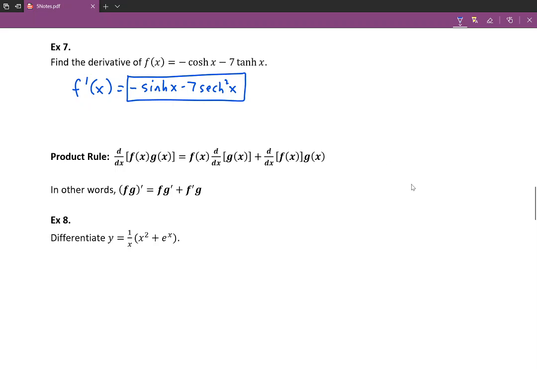So hyperbolic trig functions: the best derivative shortcuts ever.